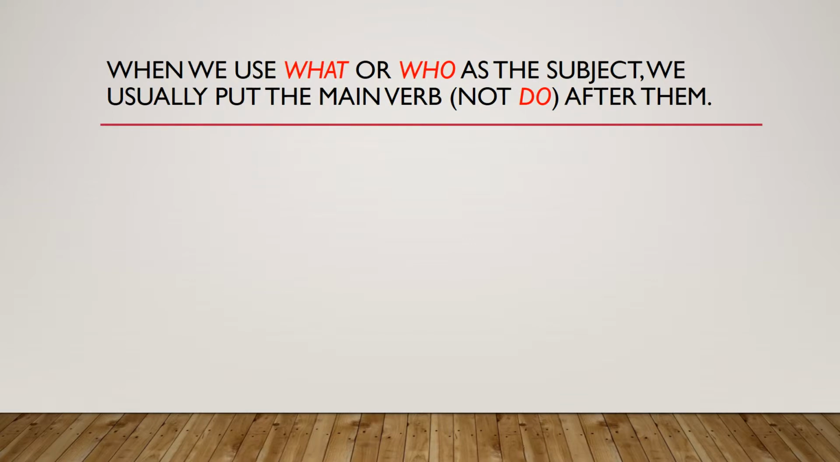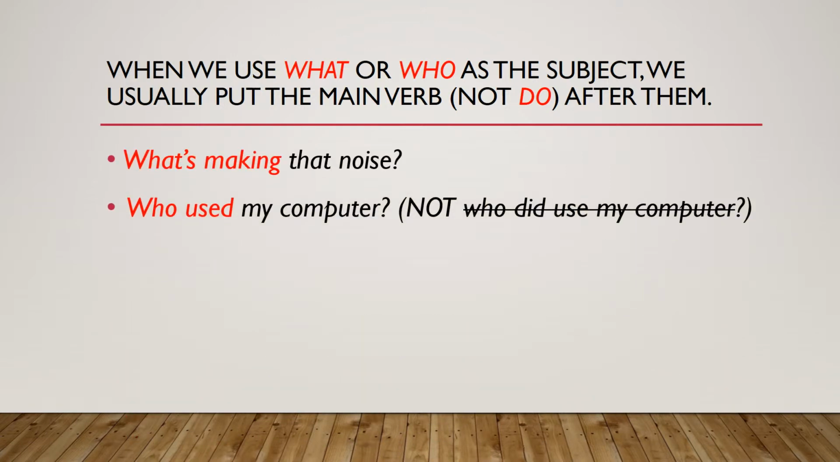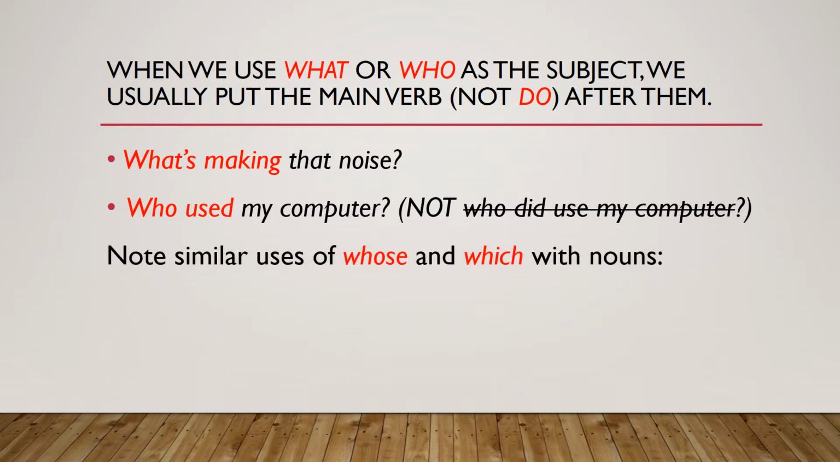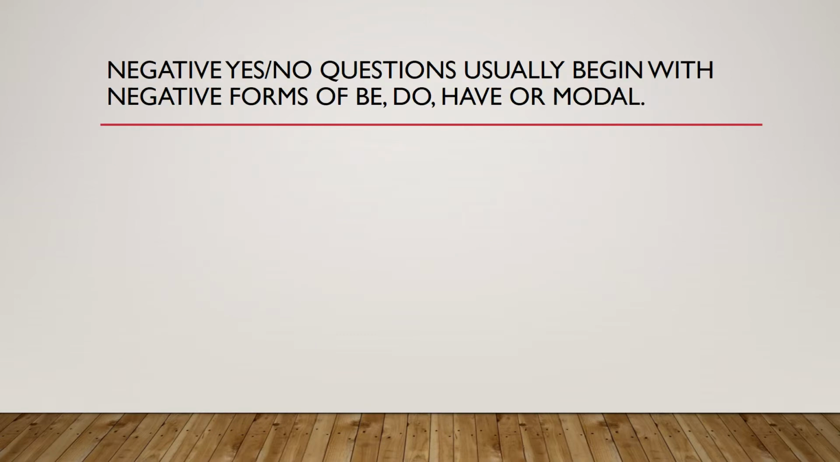When we use what or who as the subject, we usually put the main verb, not do, after them. What's making that noise? Who used my computer? Not, who did use my computer. Note similar uses of whose and which with nouns. Whose phone is ringing? Which team won?